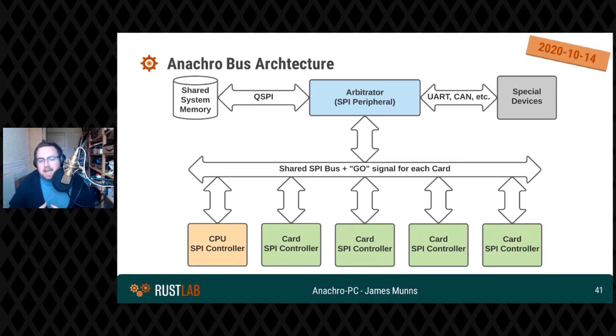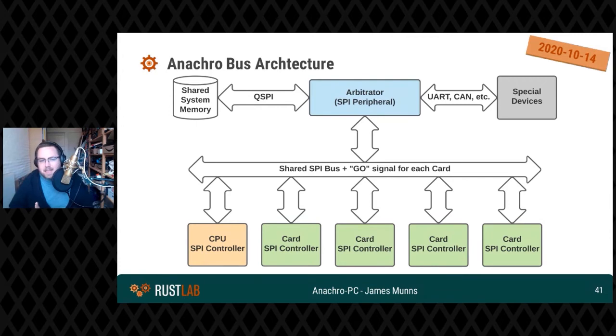So I flipped that on its head, and I've said the arbitrator is the peripheral, and every single card is a controller. This is great because it means they can all run the show in however they're used to running the show, whether that's slow or fast or however they need to run it. You can write a blocking controller or a non-blocking interrupt or event-driven or async await controller, and it doesn't matter because the peripheral is handling it all.